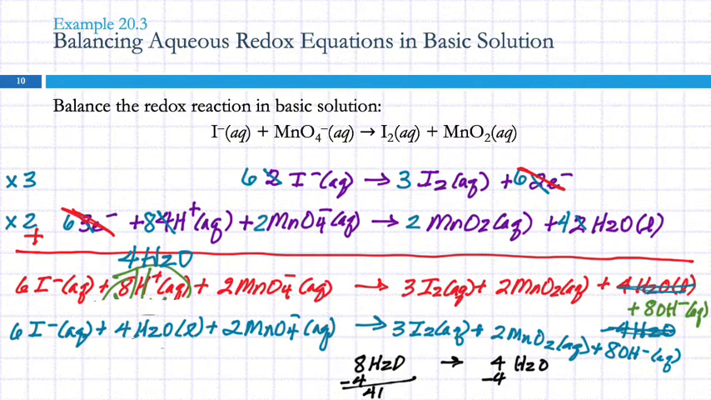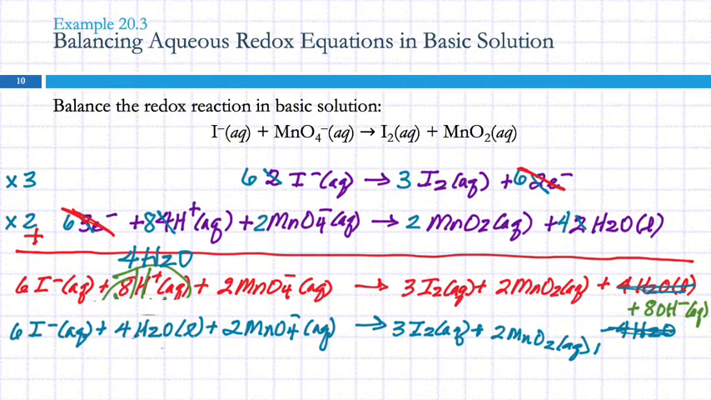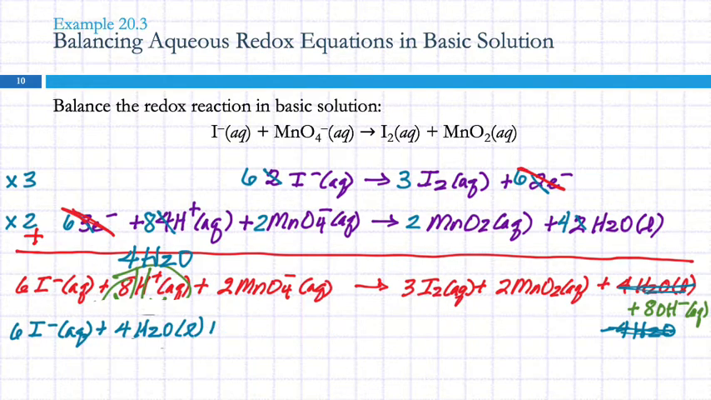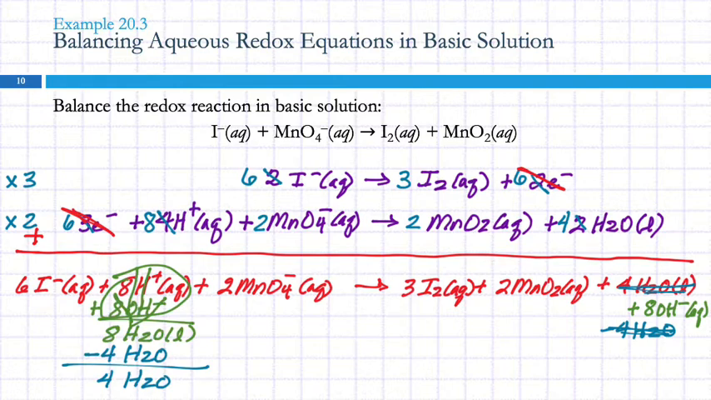I should have started up higher; I ended up writing this out a little differently than I did. Just bear with me. It was here. There. That's what we were doing. So 8 hydrogen ions, we added 8 hydroxide ions. And we added 8 hydroxide ions over here. So those gave me 8 water molecules. Then I'm subtracting 4 water molecules from this side and 4 water molecules from that side.